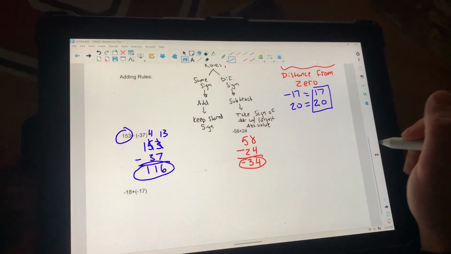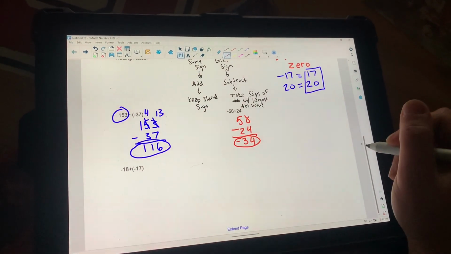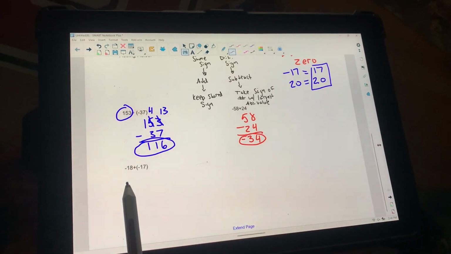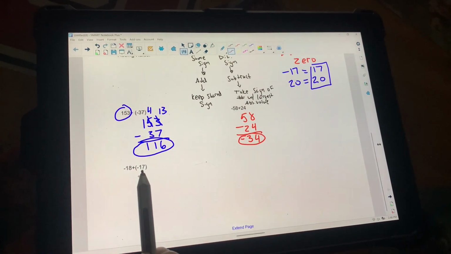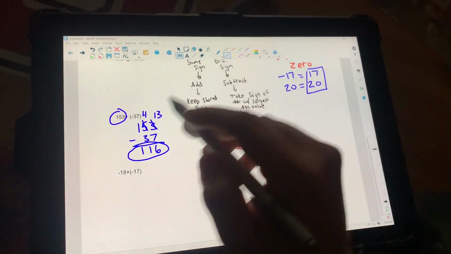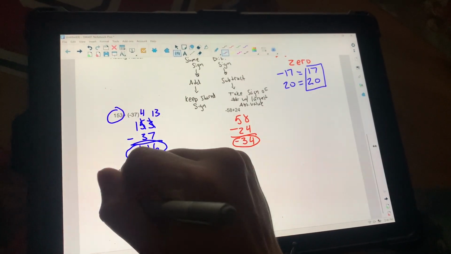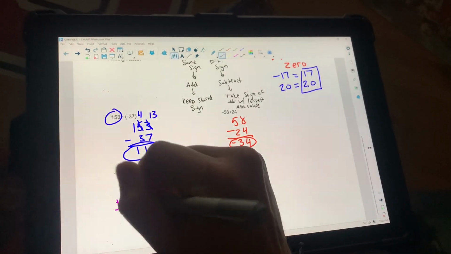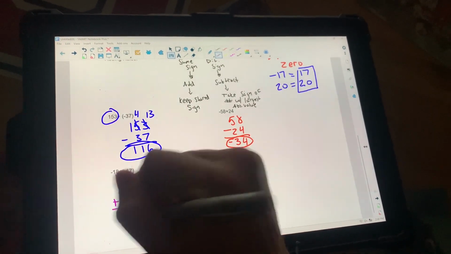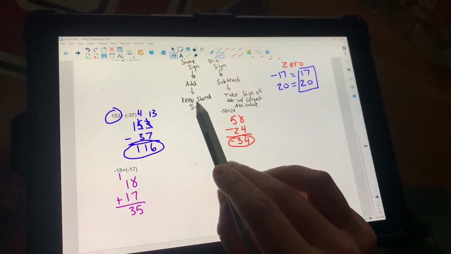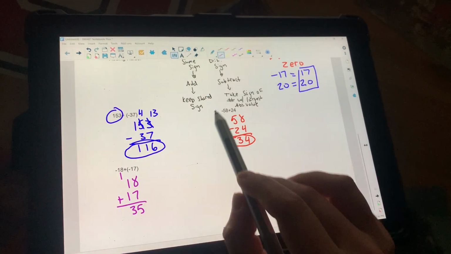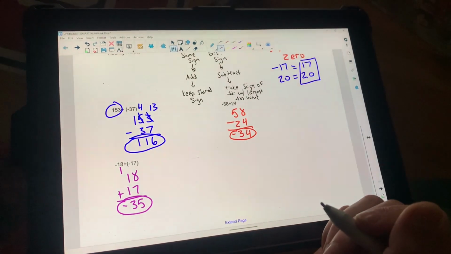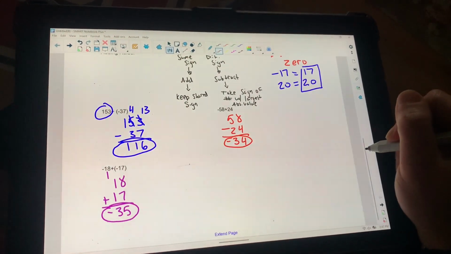And then finally on this part, we have negative 18 plus negative 17. Same sign or different? Well, they're both negative numbers. So they are the same sign. So that means we're adding them together. So 18 plus 17. 8 plus 7 is 15. And then we have 1 plus 1 plus 1, which is 3. Now, it says after we add them, we keep the shared sign. So they shared a negative, so we are keeping it negative. So negative 35.